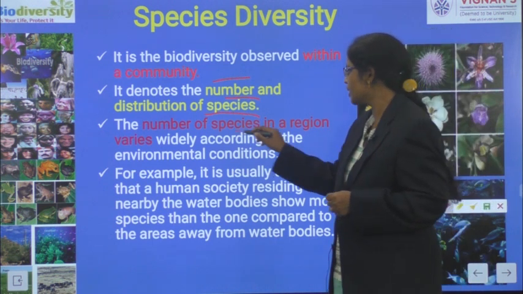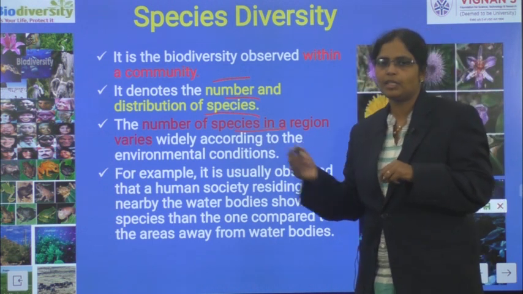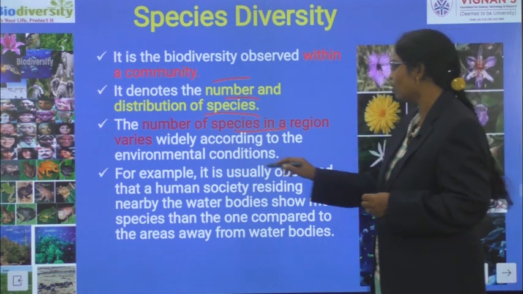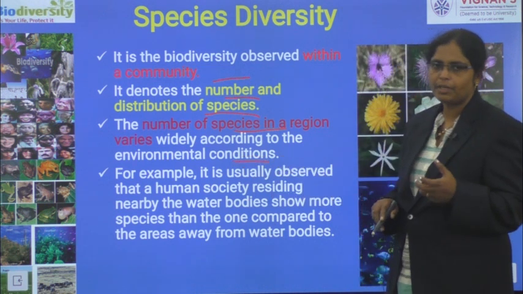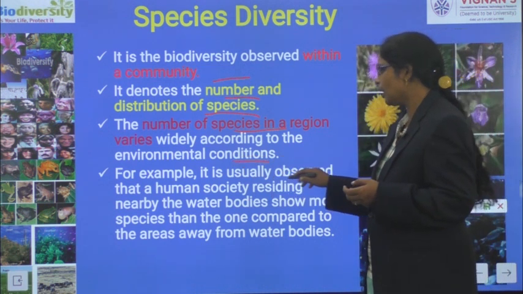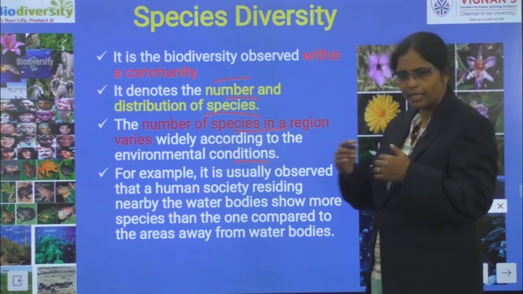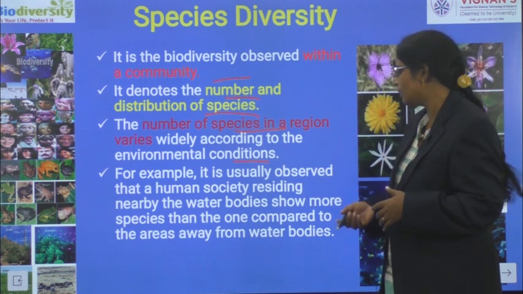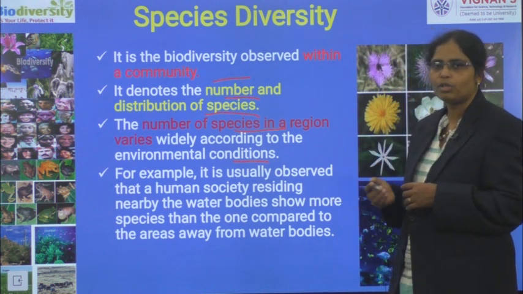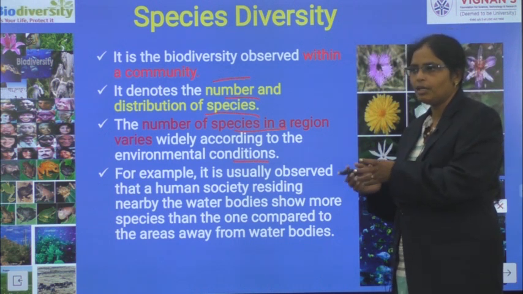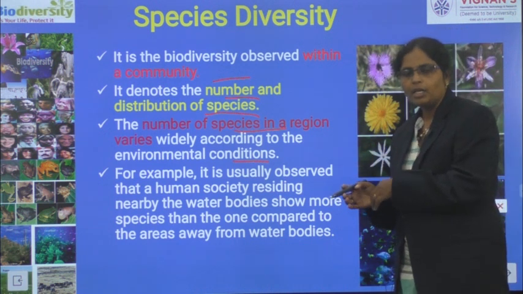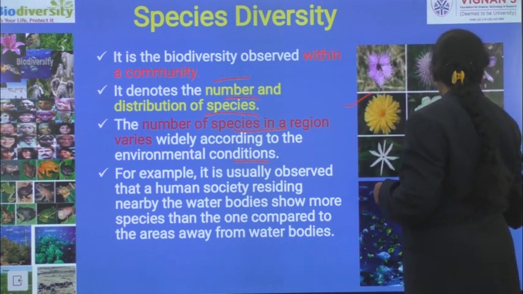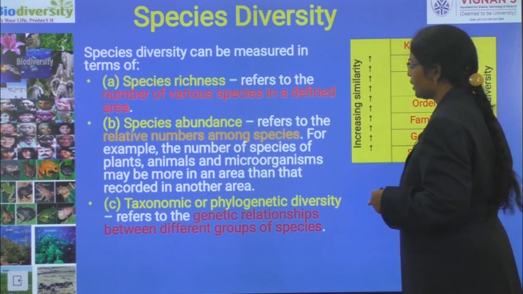So the number of species in a particular region varies from another region. Like this, the species diversity varies because of environmental conditions. For example, we can observe that the human population residing near water bodies is more compared with other regions. Where the water facility is not available, the human population will be very small compared with the water bodies. So like this, we can observe the variety of species in biodiversity.